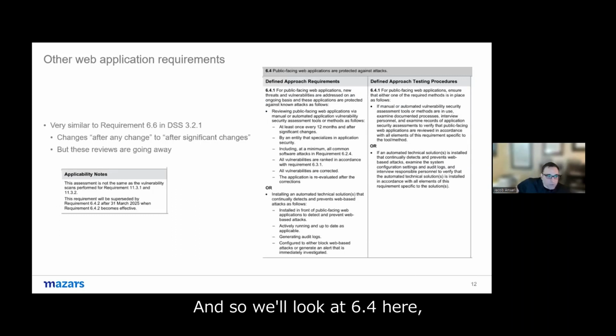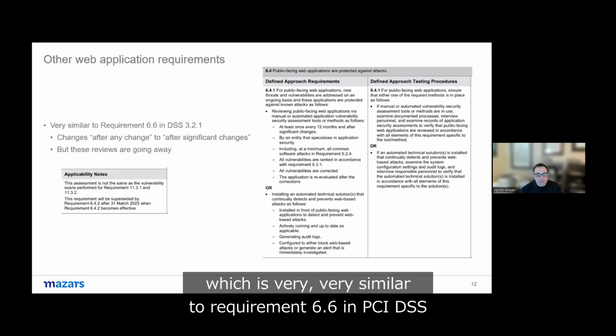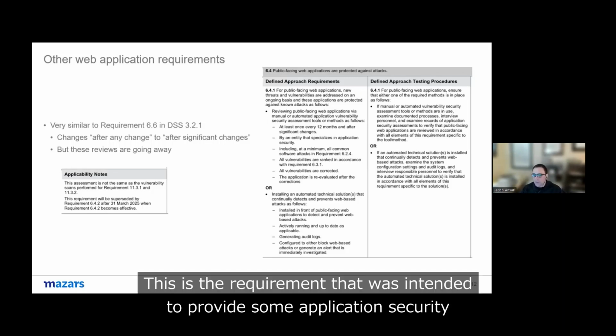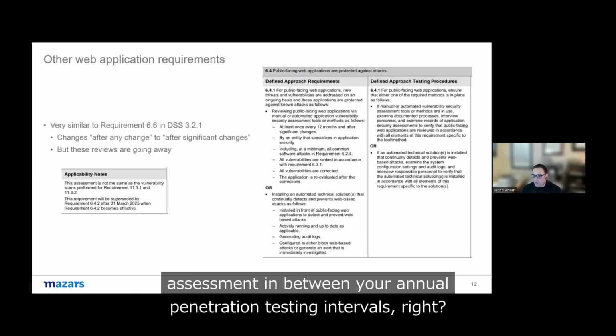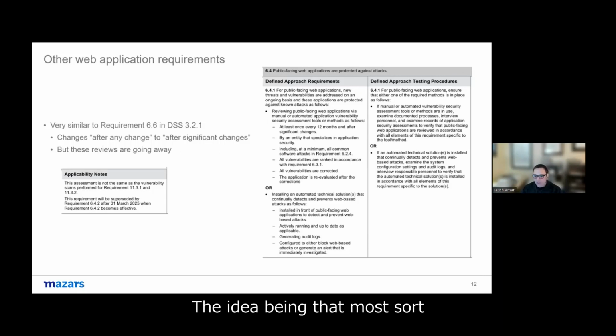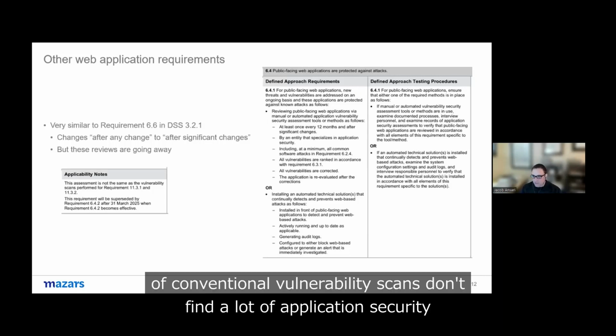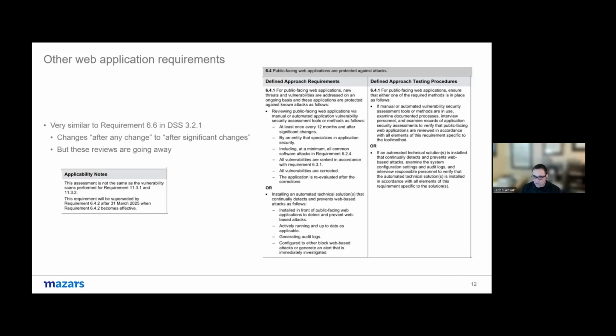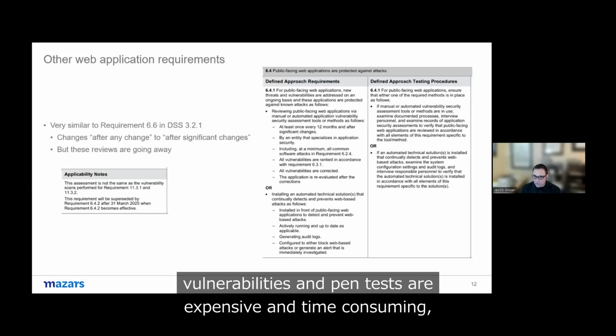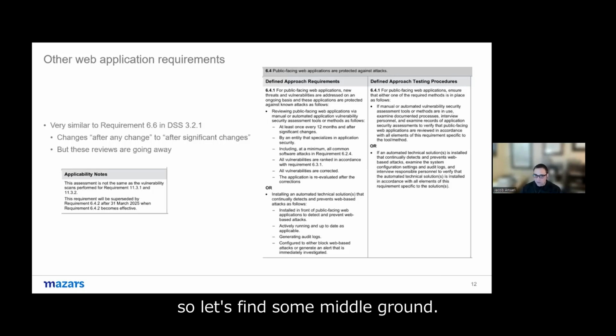And so we'll look at 6.4 here, which is very, very similar to requirement 6.6 in PCI DSS 3.2.1. This is the requirement that was intended to provide some application security assessment in between your annual penetration testing intervals, right? The idea being that most conventional vulnerability scans don't find a lot of application security vulnerabilities, and pen tests are expensive and time consuming. So let's find some middle ground.